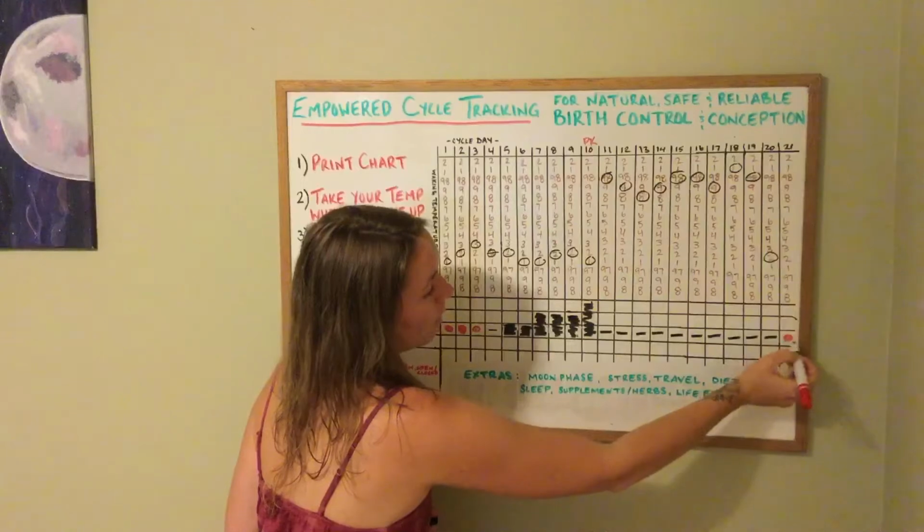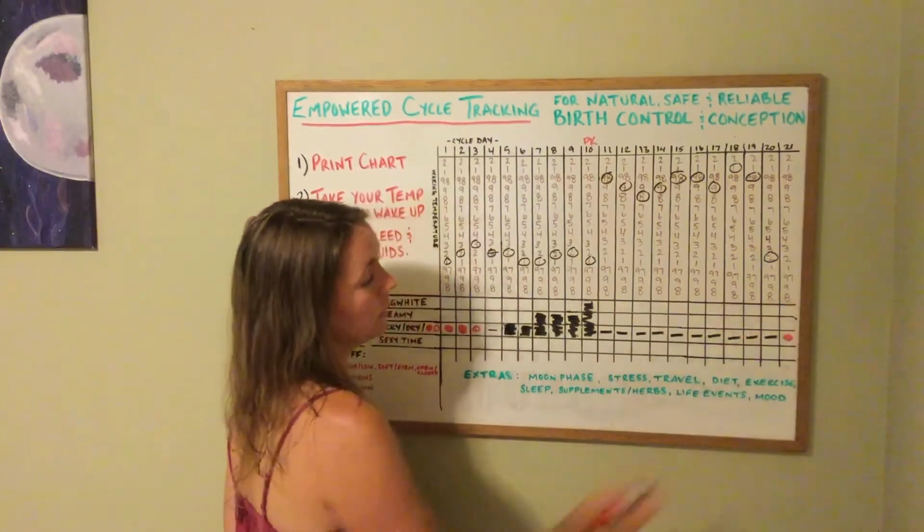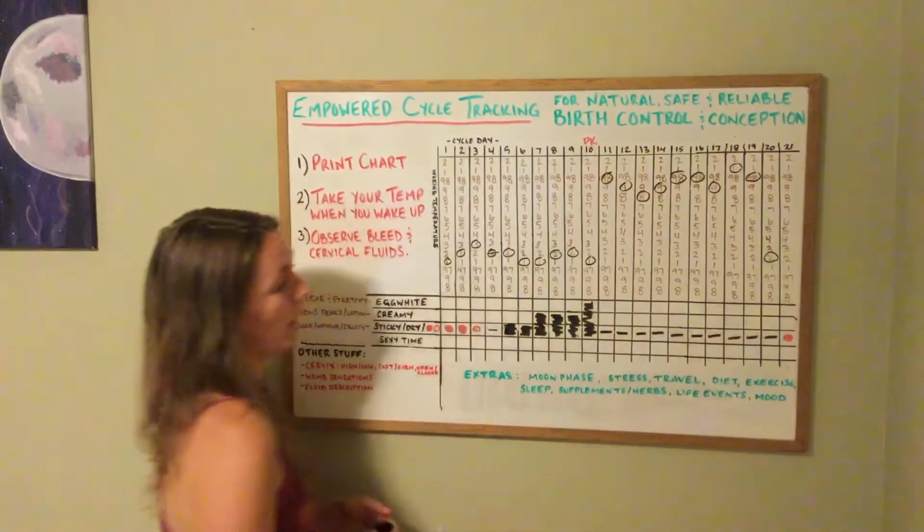And then this would continue all the way through to the end. Your temperature drops, and then the first day of your next bleed. So this you would put on your next chart.